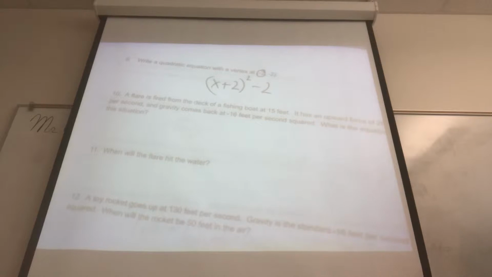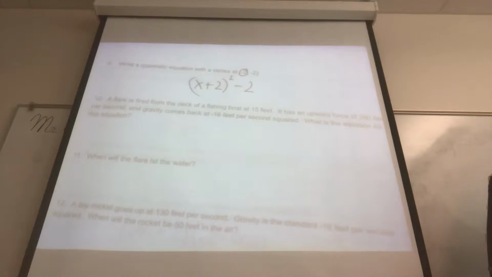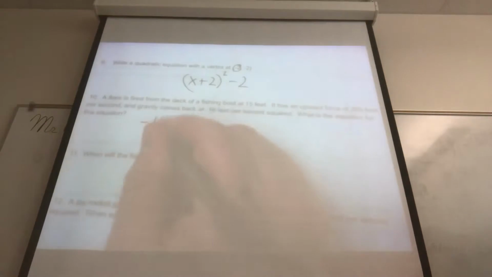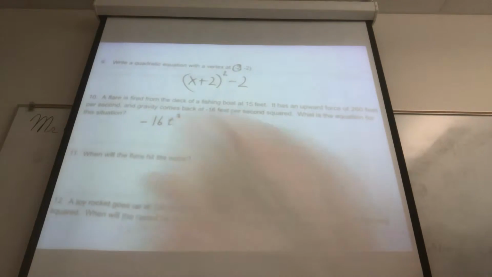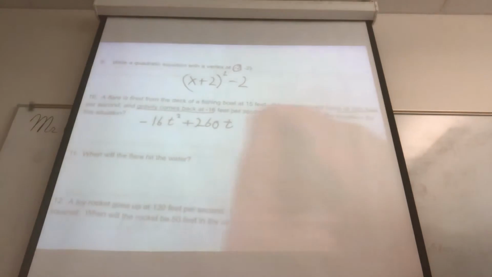A flare is fired from the deck of a fishing boat at 15 feet. It has an upward force of 260 feet per second, and gravity comes back at negative 16 feet per second squared. What's the equation for this situation? So that's a negative 16t², because that's gravity. The upward force of 260 feet per second is plus 260t. And then the fact that it was fired off the fishing boat at 15 feet up means we add 15.